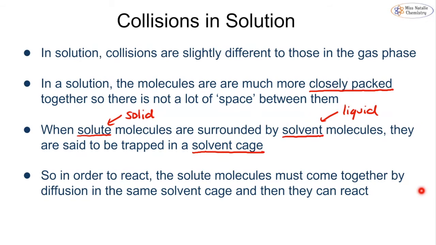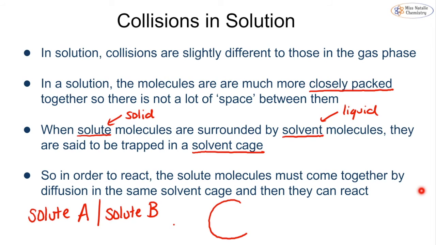So for example, if I have solute A and solute B in a solution that I want to react, they will form in a solvent cage, and that just means that the particles are completely surrounded by the solvent. If I have a solvent cage that is only full of particle A, I'm not going to get any reaction actually happening. What I need is particle B to come into the same solvent cage, and now I can get my chemical reaction. If they are not within that same cage, they will not react.